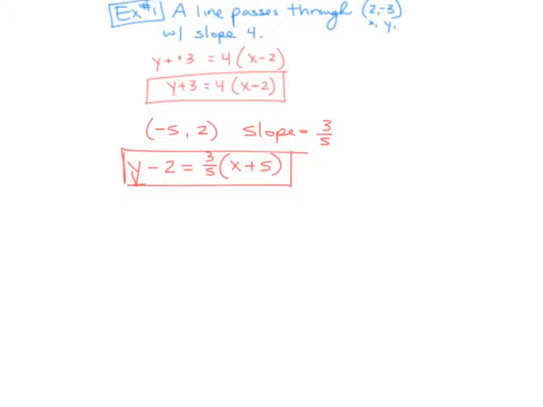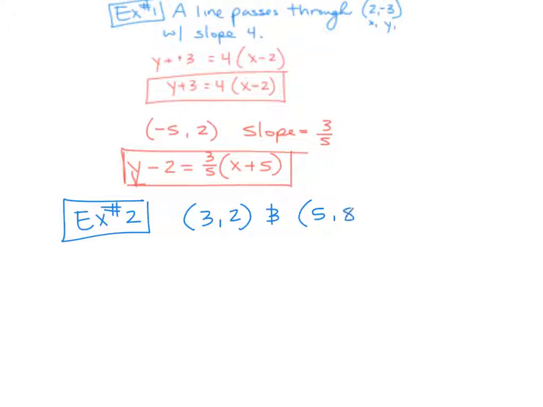The second type takes a little extra work on the front end because you don't have the slope, so you need to find the slope first, but then it's the same idea. So let's say I just give you 2 points now. I give you 3, 2, and 5, 8. Okay, the form is point slope. We have plenty of points. We don't have a slope. How do you find a slope if you have 2 points?